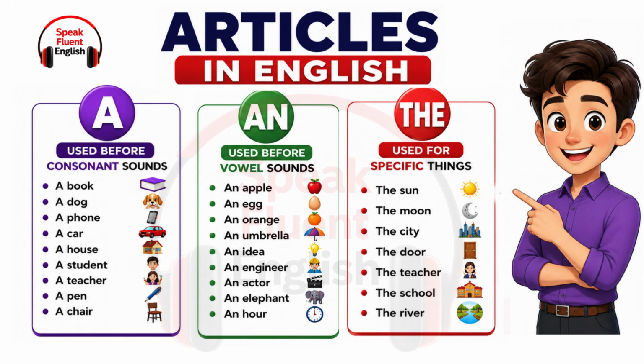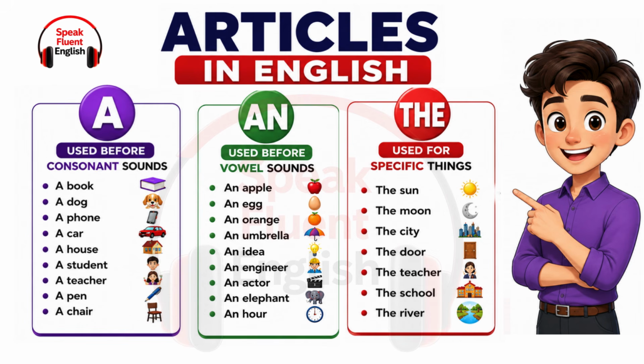Let's practice. A book is on the table. I saw a dog in the park. She has a phone. He drives a car. They live in a house. He is a student. She is a teacher. I need a pen. There is a chair in the room.